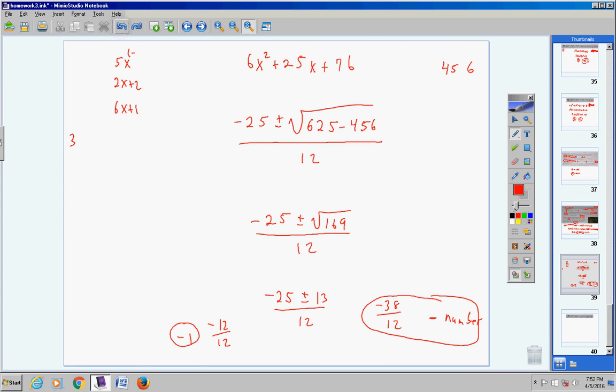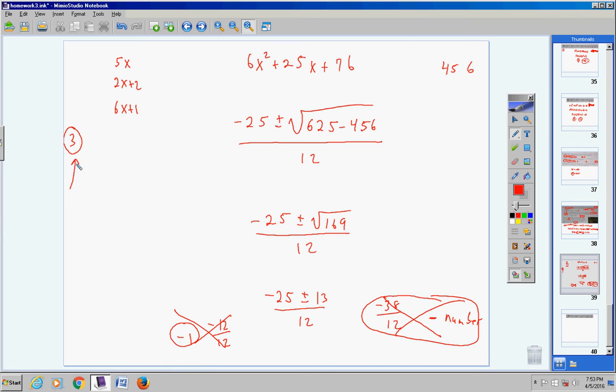Now, are negative numbers solutions to this equation? Yes, definitely. But since it's a word problem, all the answers might not help. Okay? So negative numbers don't help. Negative numbers don't help. This is the only one that's going to help. So my first answer is, they said to solve for x.